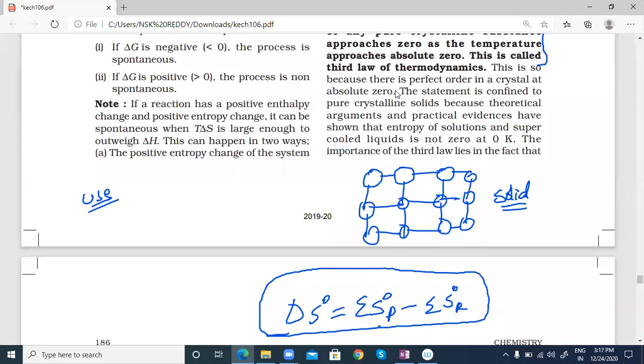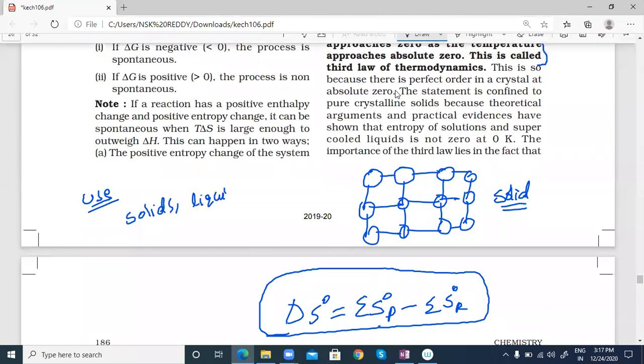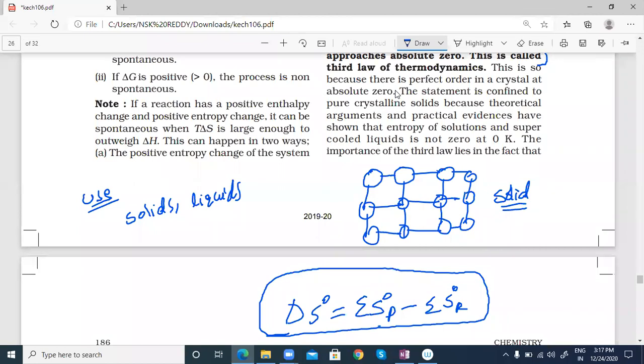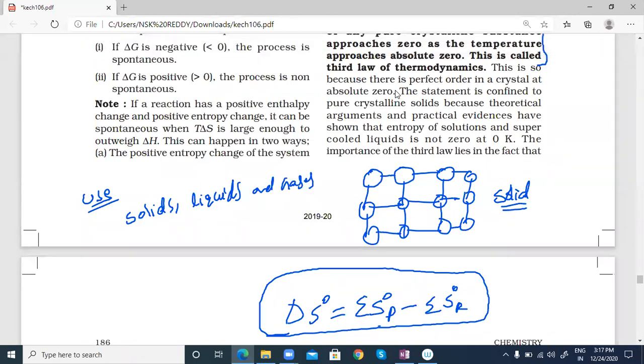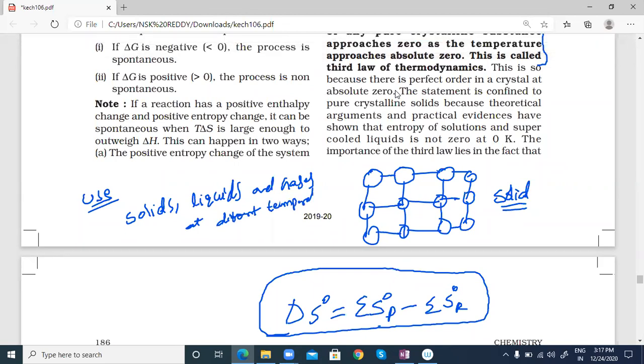We can calculate absolute entropies of solids, liquids, and gases at different temperatures. The basic definition is that at absolute 0 Kelvin, entropy is also 0, because they say there is no movement of any substance at 0 Kelvin.